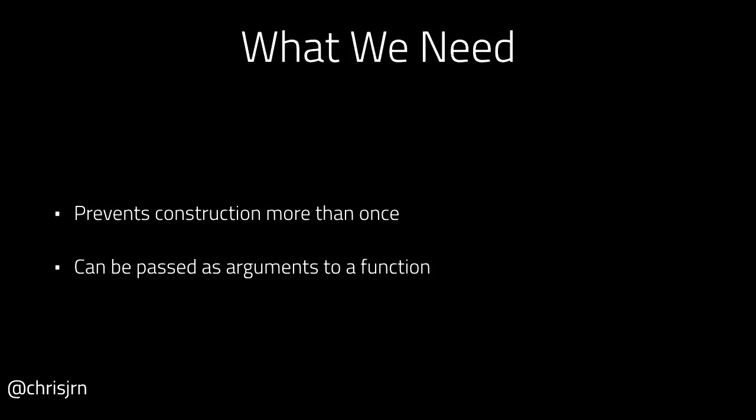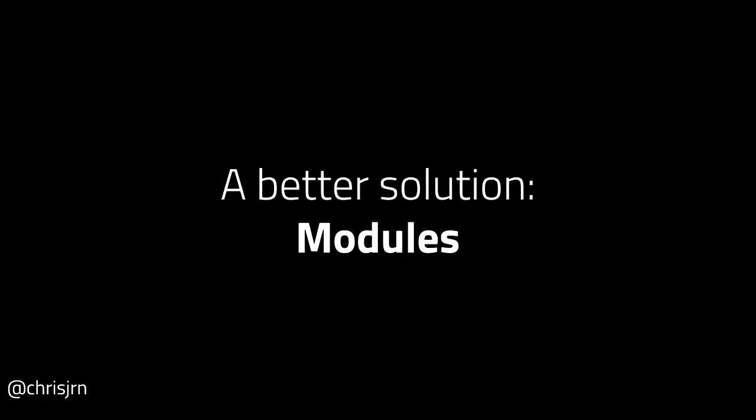So here are the two things we need. We need firstly to prevent multiple construction of our namespacey thingy, and we also need to be able to pass our objects as arguments to a function. And it turns out that Python already has a feature that lets you do these two things. That feature is Python's built-in module system. And let's look at why this works.